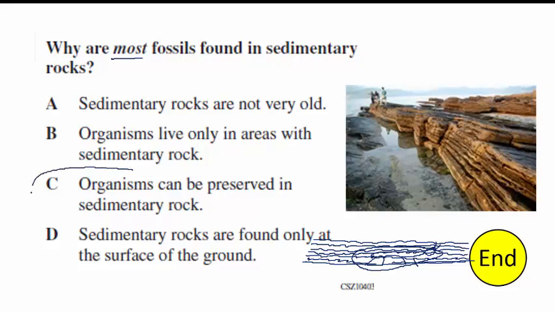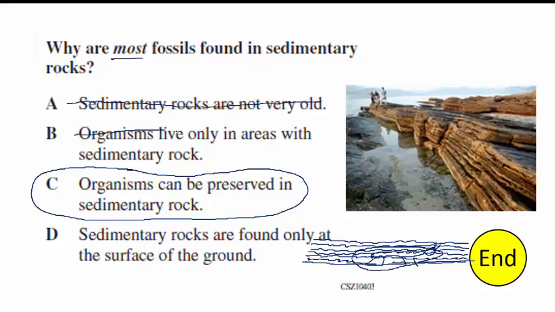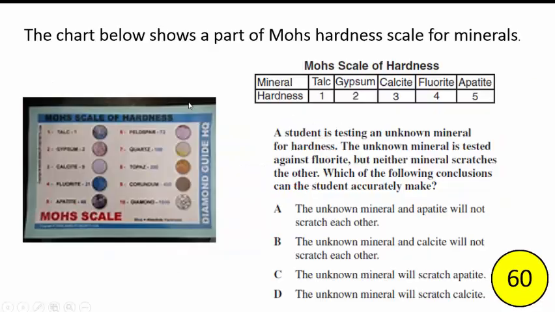The reason then is that organisms can be preserved in sedimentary rock. It's not that sedimentary rocks can be very old. Organisms basically can live everywhere on Earth, so that's not a very good answer. Sedimentary rocks are only found at the surface. That is not really correct either. We find those all over the place. So the choice here is C. Next question, 60 seconds. Begin.